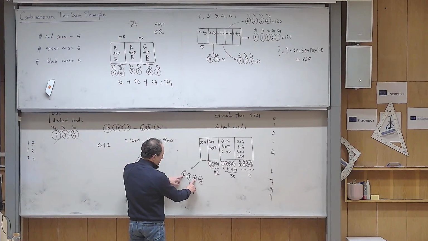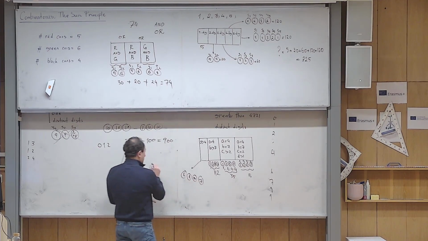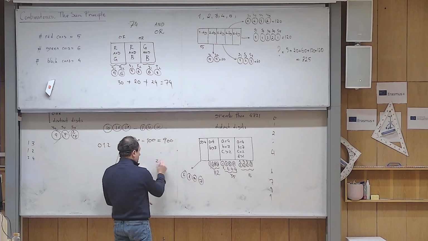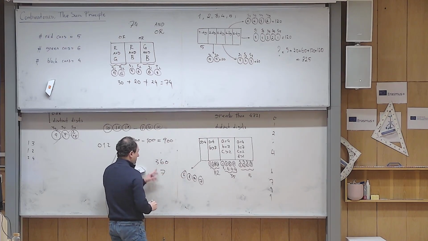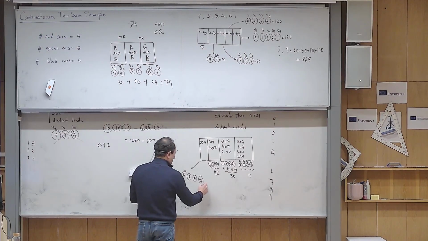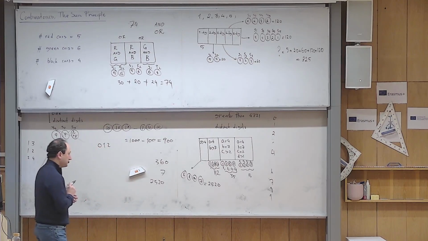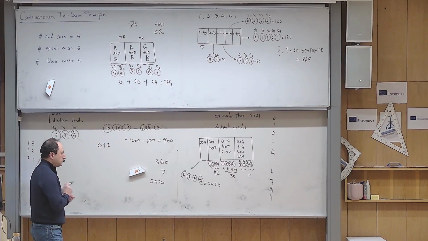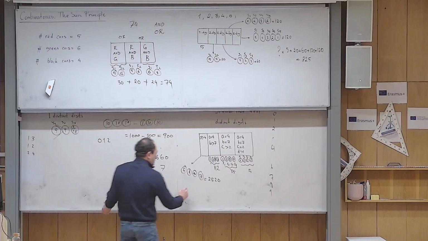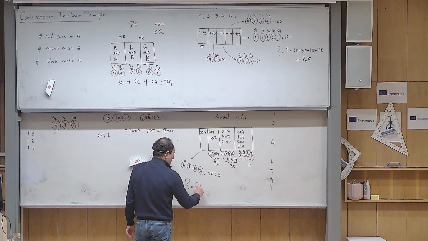It's easier to do it in that way. So 40, 360, and then multiply by 7. So this is 2,520, yes? Am I right? 40, yes. And then I add them up. So the answer, if we didn't mess up anything, so it should be this number.